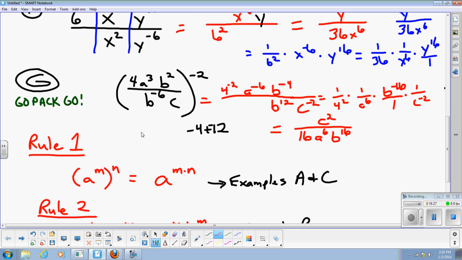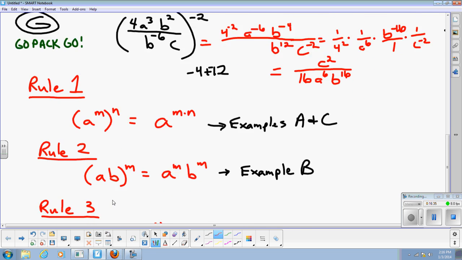Here's the rules we went through. Rule 1 that we showed you back in examples A and C, a number raised to a power, we can multiply the exponents. Rule 2 is if I have two factors inside of parentheses, I will distribute that power to both of the factors. So I'd have a to the m power, b to the m power. And that was example B, where the first time I showed you that.